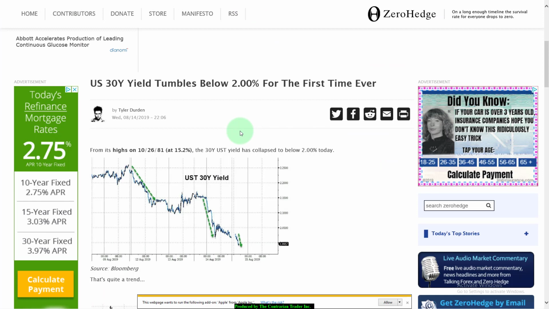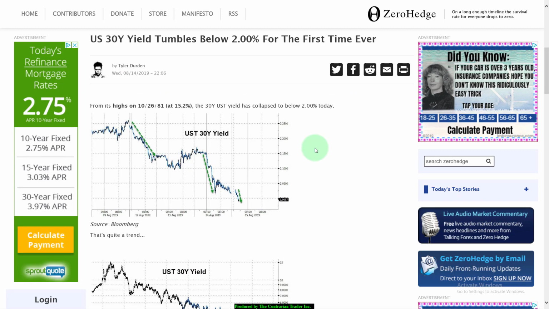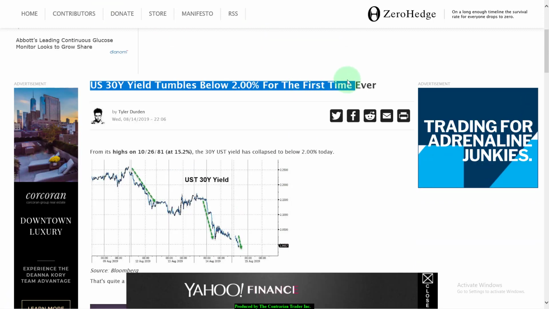Overnight headline, 30-year yield tumbles to 2% for the first time ever. I am concerned about this being a blow off top in bonds. And were there a time for the Chinese to begin selling their treasuries? Now is it. And that's what concerns me about this headline.